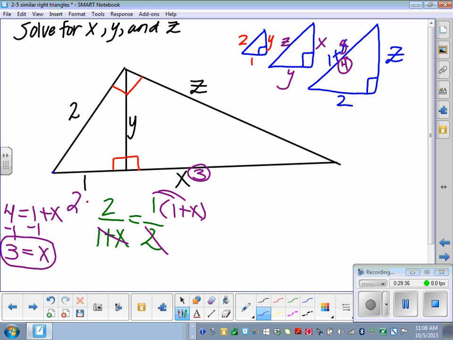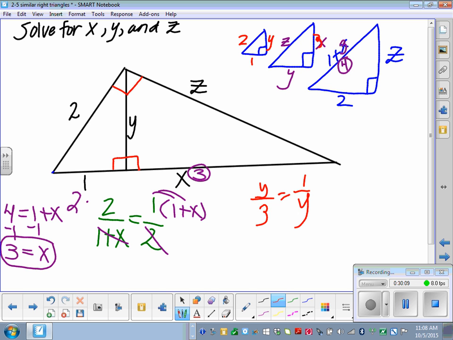Now we have a lot more information we can use. So let's set up ratios of corresponding sides, not having 2 variables. And we know x right here is 3. So let's set up a ratio of corresponding sides. Let's solve for y. So let's do y over 3 is equal to 1 over y.